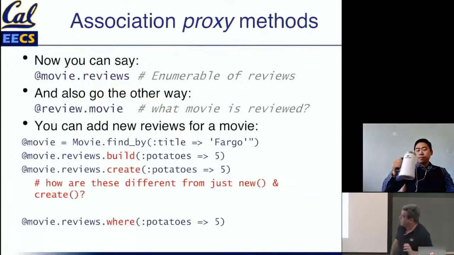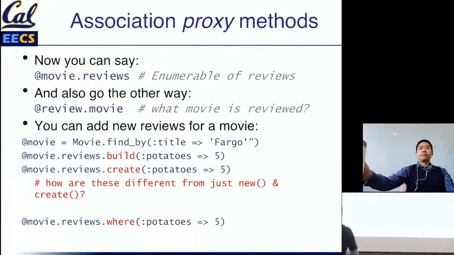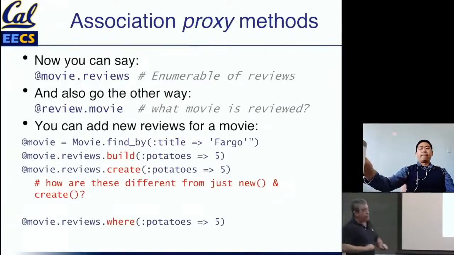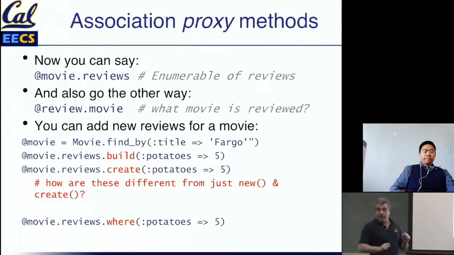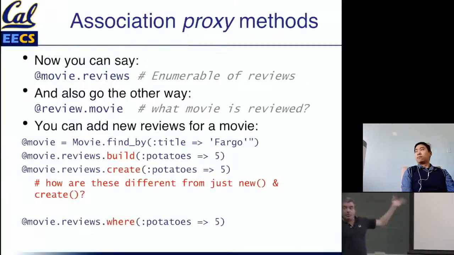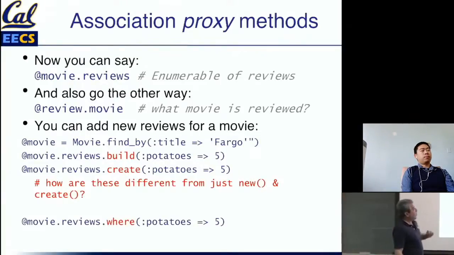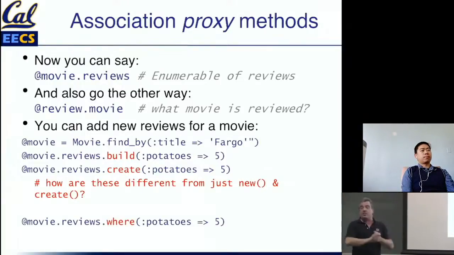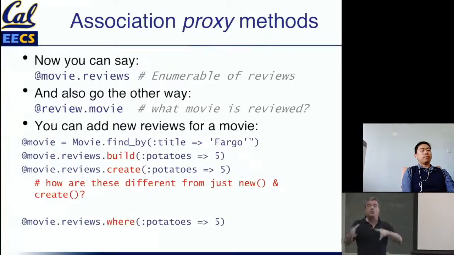Now you can say things like this. Right? If you have a movie and you ask for movie.reviews, you'll get an enumerable collection, each element of which is a review object, an ActiveRecord review object. They will have been pulled from the database for you. You can also go the other way. If you have a review object, you can ask review.movie, and you will get an instance of the ActiveRecord movie object, which will have been pulled out of the database for you.